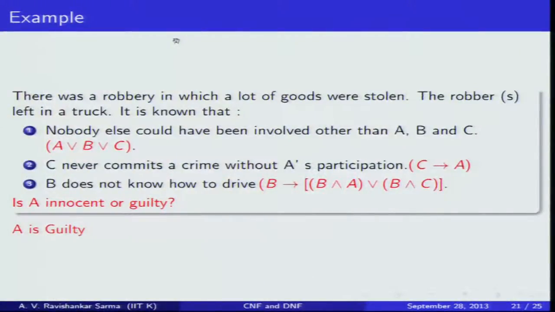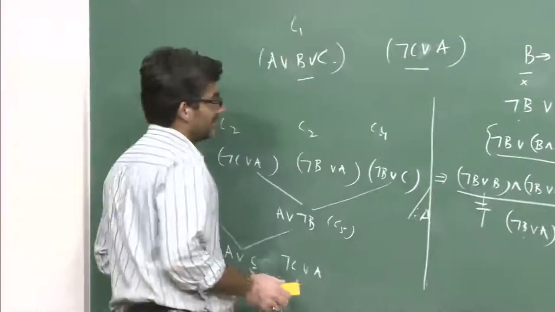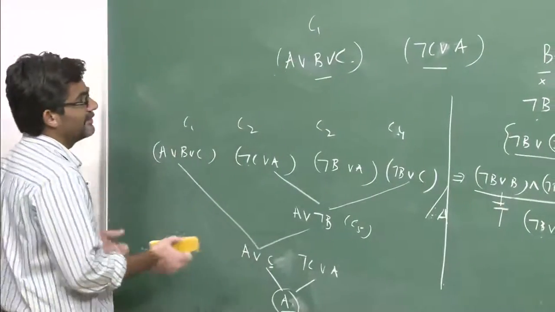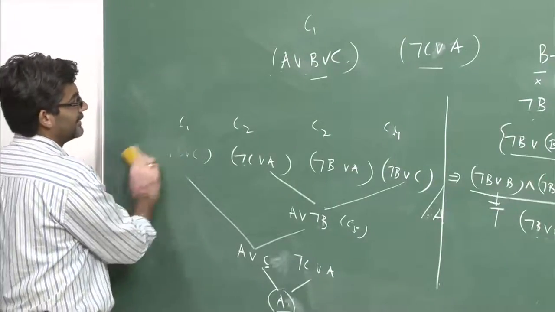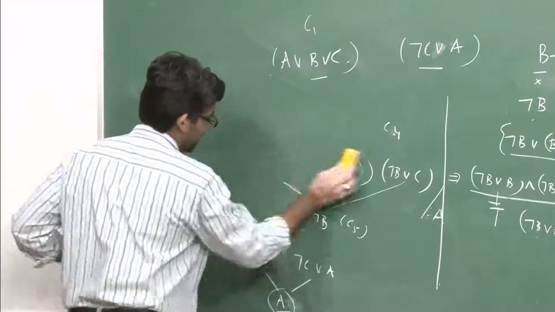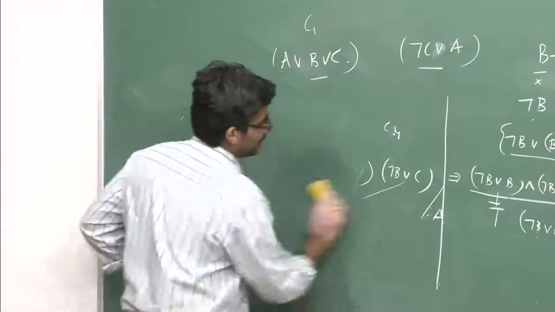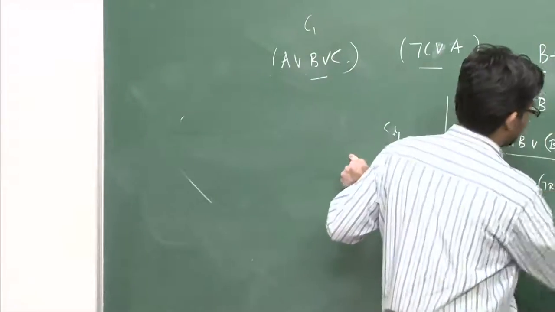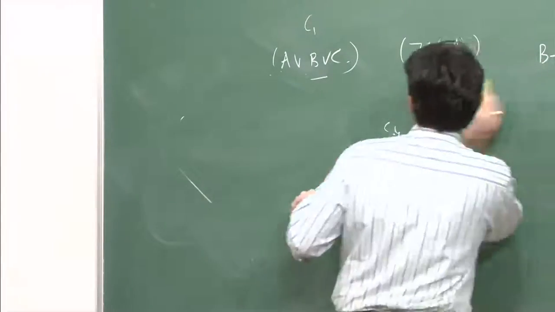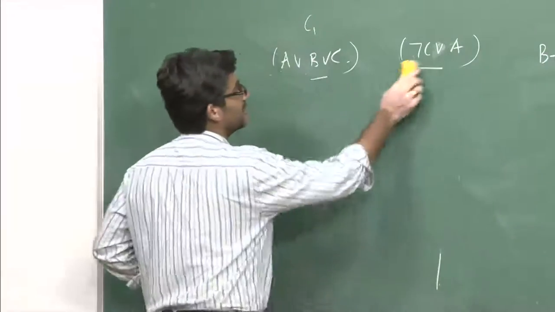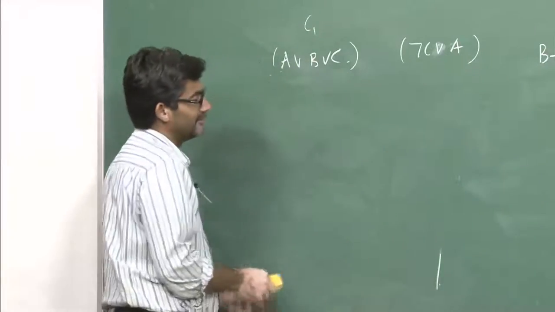So now the same thing can be solved by using the semantic tableaux method as well. We can show whether or not A is guilty. So now in the semantic tableaux method, what you need to do is this. These are the three propositions that we have.